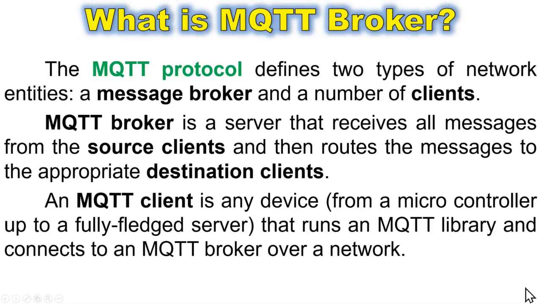The MQTT protocol defines two types of network entities: a message broker and a number of clients. The MQTT broker is a server that receives all messages from the source clients and then routes the messages to the appropriate destination clients. An MQTT client is any device, whether it is a microcontroller or a full-fledged server, that runs an MQTT library and connects to an MQTT broker over a network.